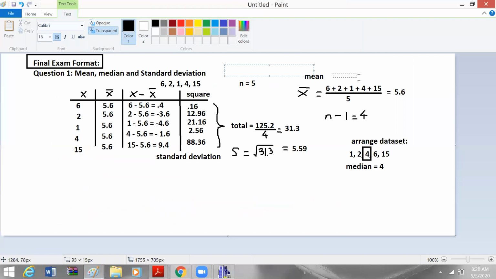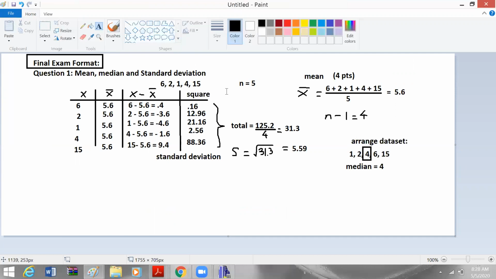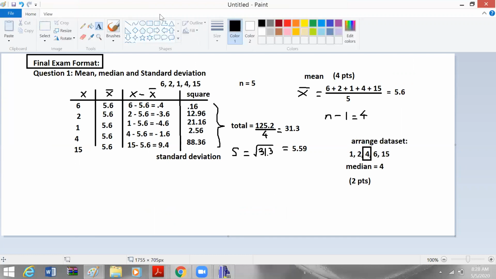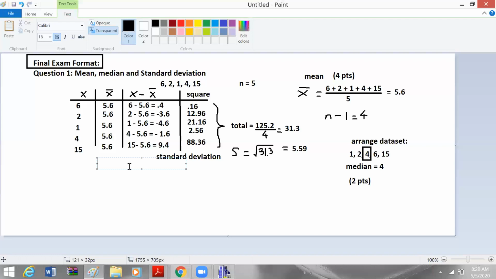Compute the mean will be 4 points, right? Compute the median is 2 points. You don't have to compute, just find the median for that. And compute the standard deviation, that will be 8 points. So the total will be 14. The standard deviation is going to be 8 points.